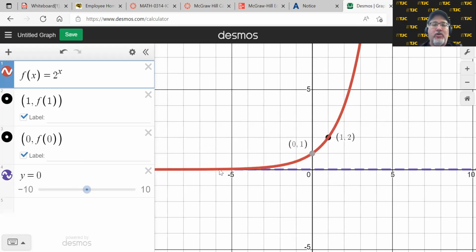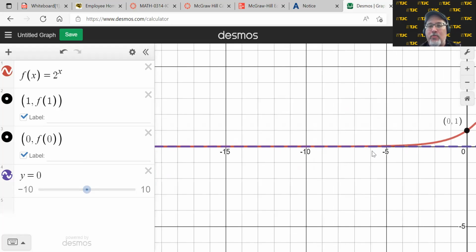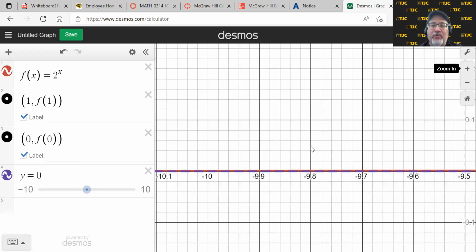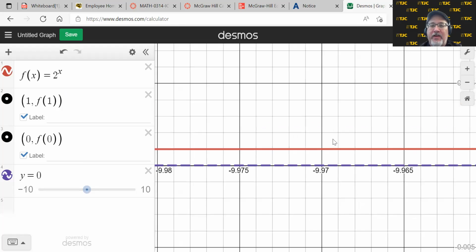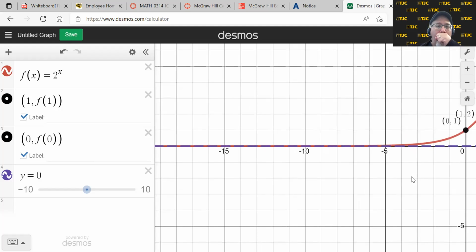And by the way, it looks like it crosses the x-axis. I promise you it does not, because if we were to go over here somewhere and zoom in ridiculously large, we would see that if we get close enough, there's a gap between the graph and the asymptote. And it doesn't matter how far to the left we go, there will always be a gap. It's just an illusion, because the size of the pixel, the size of the dot drawing the graph over here is bigger than the actual distance between the graph and the asymptote.